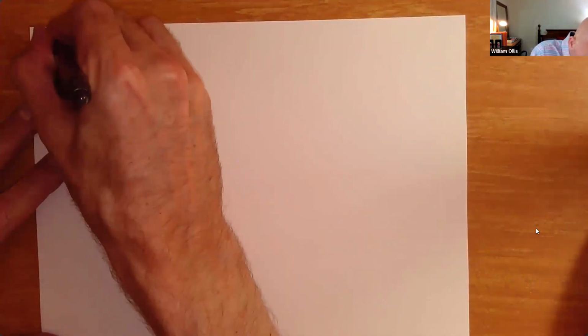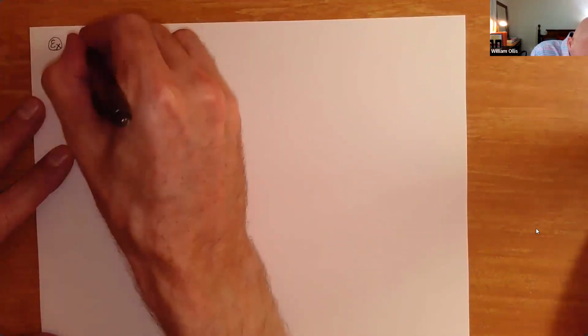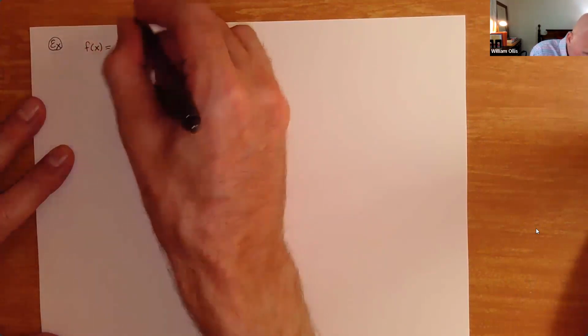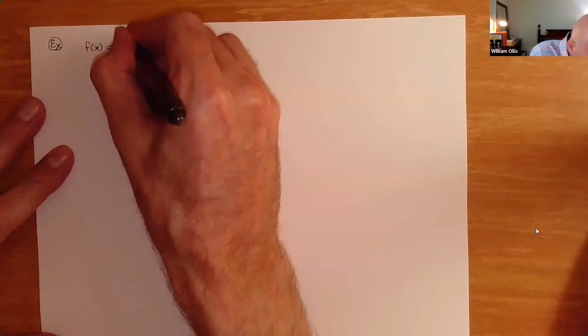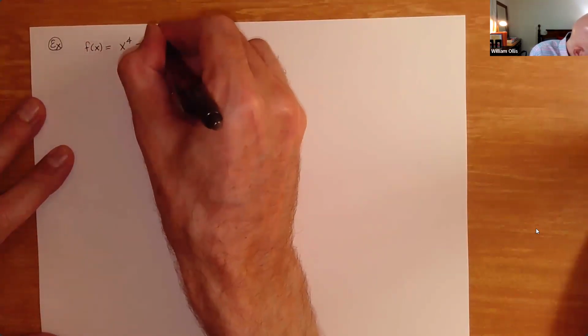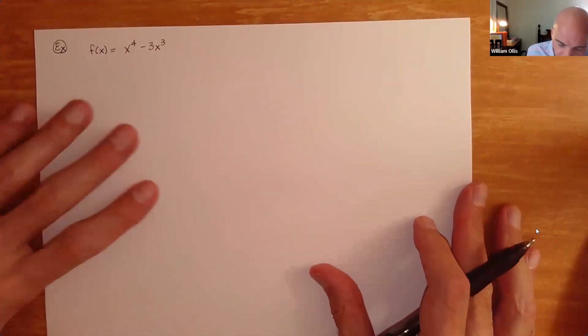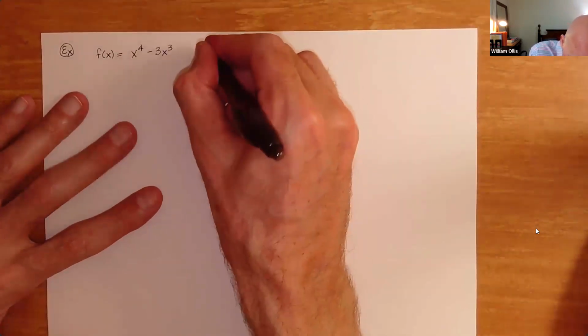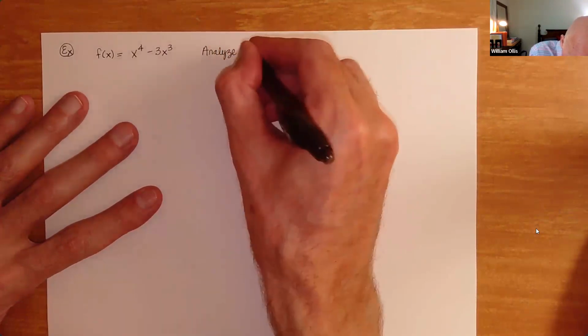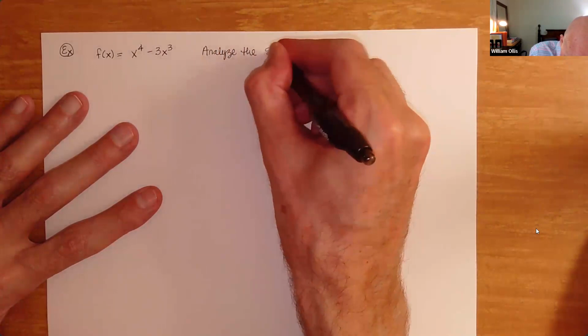And so in this particular example, we will have f of x equals x to the fourth minus 3x cubed. And what we want to do here is just analyze the second derivative.